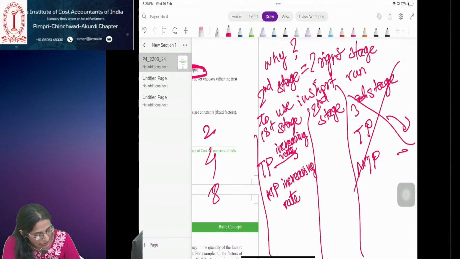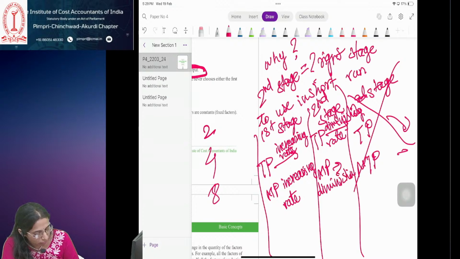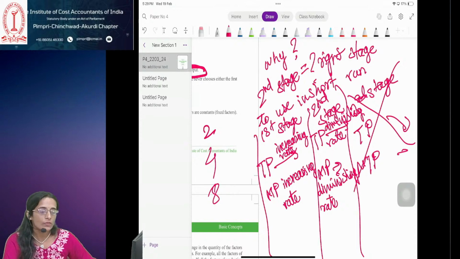And in the second stage, what happens? Total product is increasing, but at a diminishing rate. And the marginal product is also decreasing, at a diminishing rate. So, in the short run, what will happen? Will the total product increase at an increasing rate in the short run?